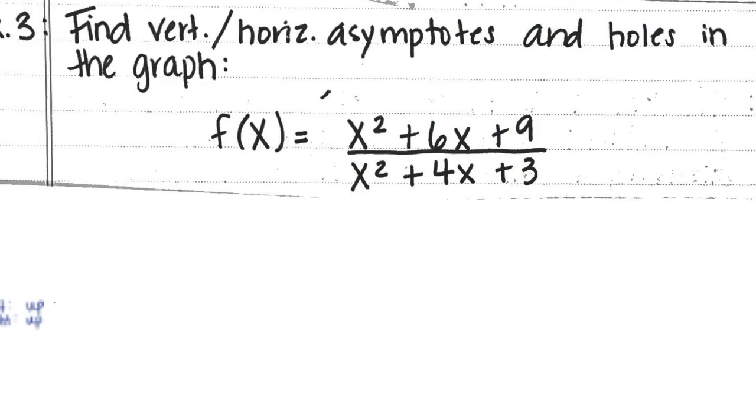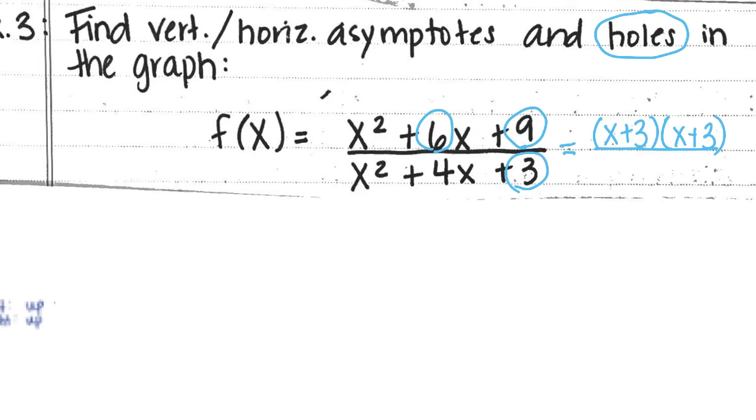All right, the last question we're going to do, we're going to talk about a new concept. This concept is called holes. It says to find the vertical and horizontal asymptotes and any holes in the graph. First of all, let's go ahead and factor this. What are the factors of 9 that add up to be 6? X plus 3, x plus 3. Very good. On the bottom, what are the factors of 3 that add up to be 4? X plus 3, x plus 1.